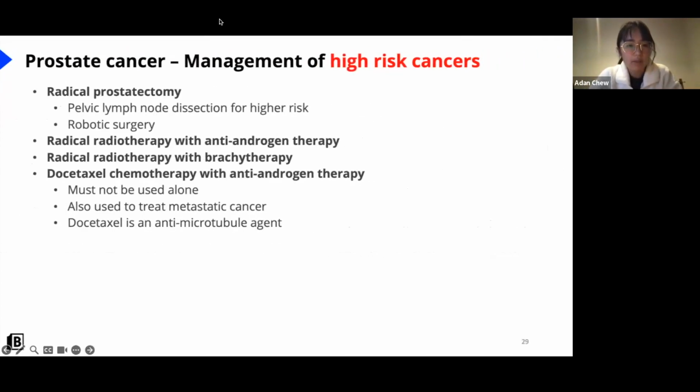So how do we manage high risk cancers? You would radically remove the prostate, also their lymph nodes, and you can do that robotically as well. And you can also do radical radiotherapy with androgen, so hormonal therapy, and also, or with brachytherapy, or you can use chemotherapy, and that's with docetaxel. I'm not sure if that's how it's pronounced, but that's how I pronounce it. With anti-androgen therapy, so that's hormonal therapy. And chemotherapy is usually almost always reserved for metastatic cancer, and it must not be used alone.